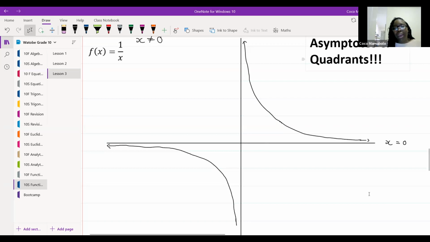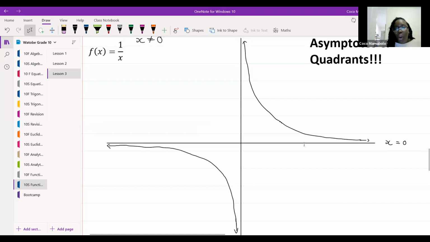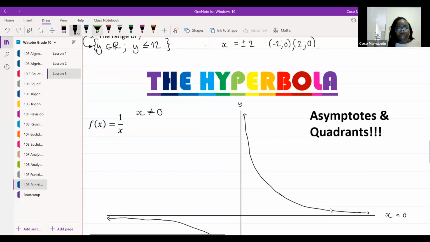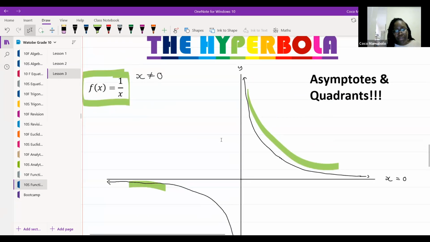So what happens with my hyperbola is I end up with 2 separate graphs. The function is making me draw 2 different graphs. They are made up of one function. Both of these graphs, this one and this one put together, come from this one function. And the reason it cuts the way it does is because my x cannot be equal to 0.